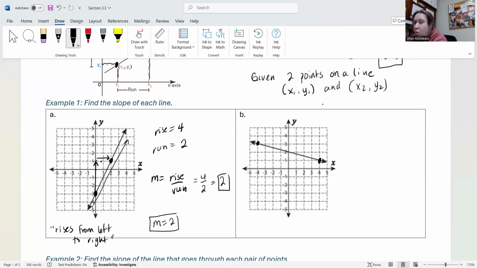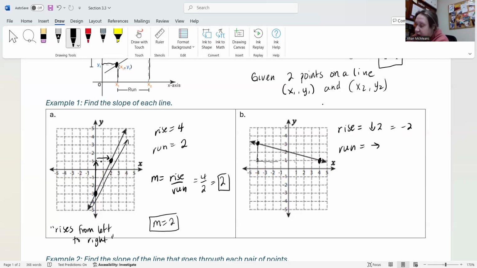So let's talk y-axis, so up and down. From this point, I would need to go down 1, down 2 to get here. And then from there, I would have to go to the right 1, 2, 3, 4, 5, 6, 7, 8. So let's think about this. The rise, we would have to go down 2, which is -2. The run, we had to go to the right.